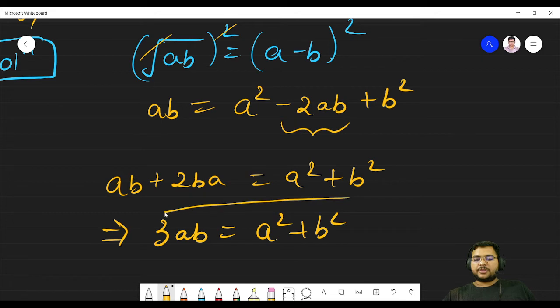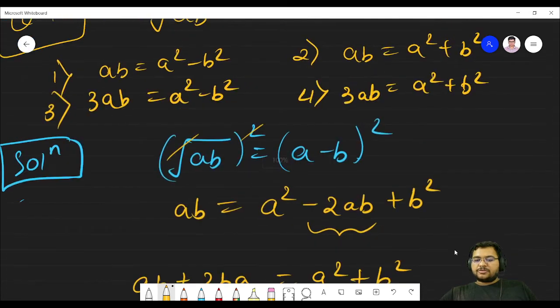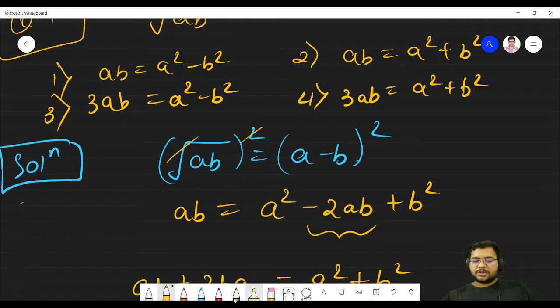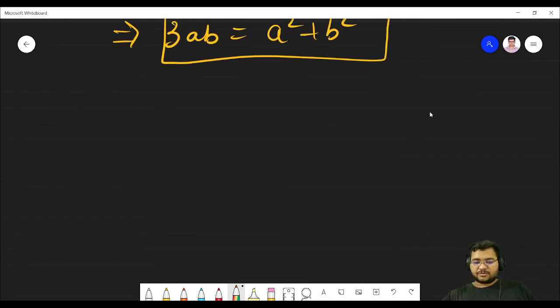So this is the final equation we are able to form, and we will try to see if it's right or wrong. So I think it's option D, right? So this is the option D. Okay, so in this way you can solve the equations.